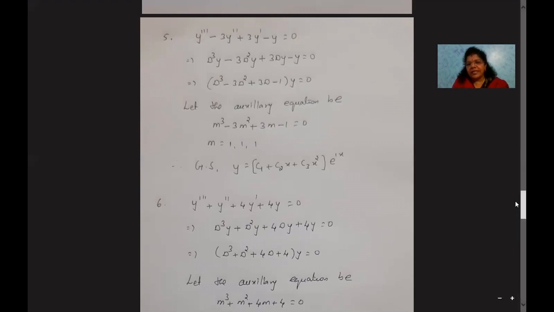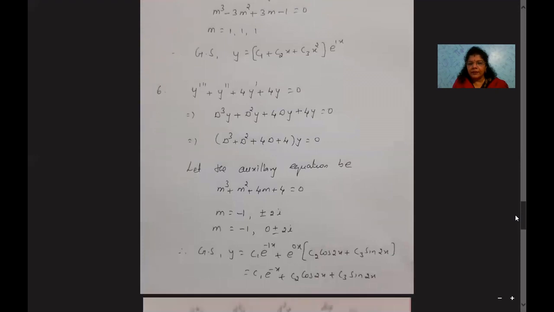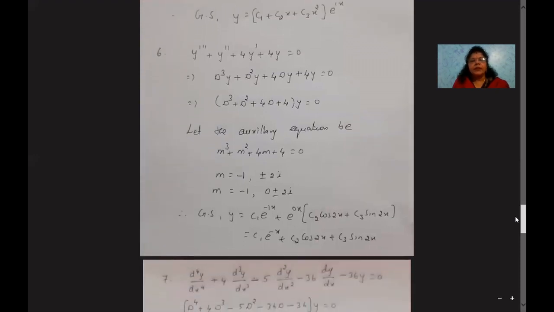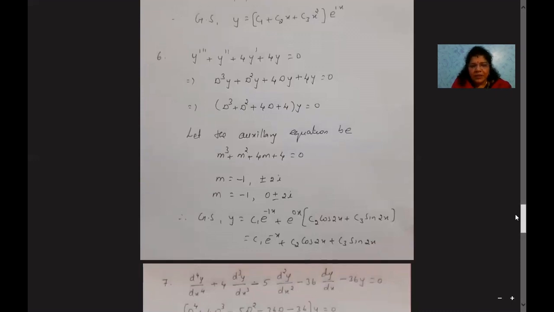Let me go for the sixth problem. Again, third order. I have substituted D cubed y instead of y''', D squared y instead of y'', Dy instead of y'. By taking y common outside and by replacing D with m, neglecting y, we'll obtain the auxiliary equation as m cubed plus m squared plus 4m plus 4 equal to 0.